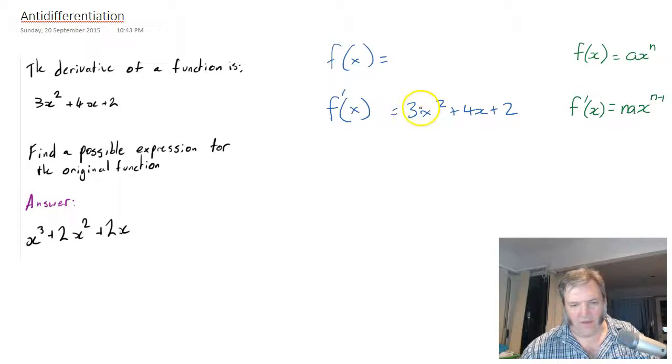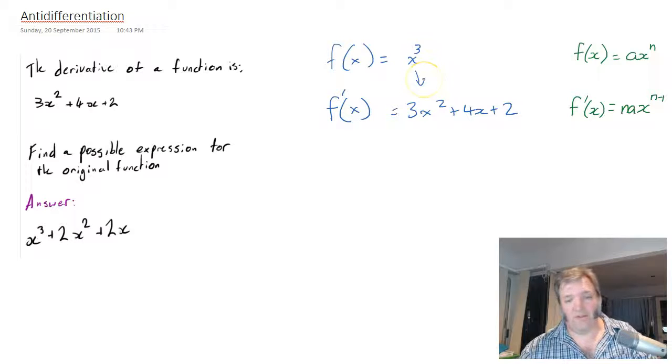So here, our first term is 3x squared. It must have come from an expression that contained x cubed. Now we just check, what is the derivative of x cubed? Well, I'd multiply by 3, giving 3x squared. Oh, that would actually give 3x squared as a derivative. So x cubed's all I need.